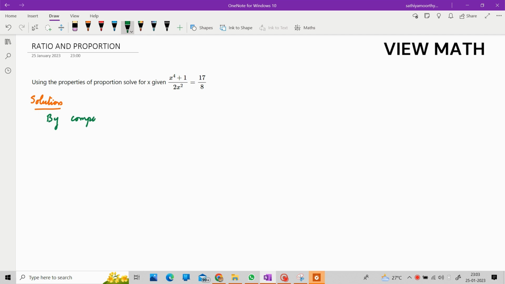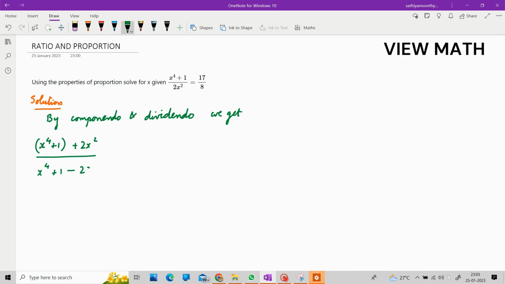By componendo and dividendo property, we get (x^4 + 1 + 2x^2)/(x^4 + 1 - 2x^2) = (17 + 8)/(17 - 8).